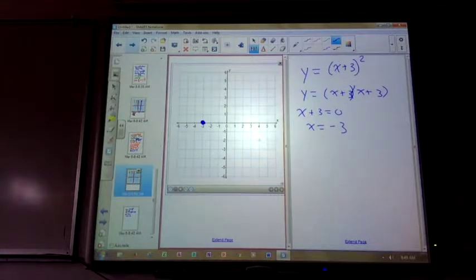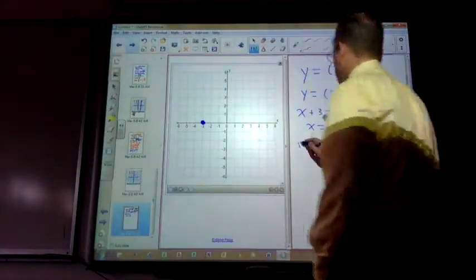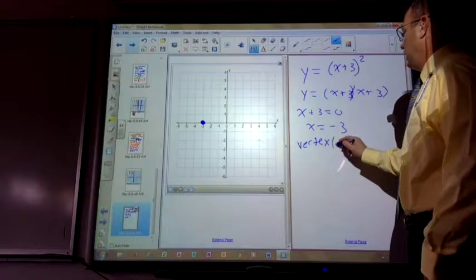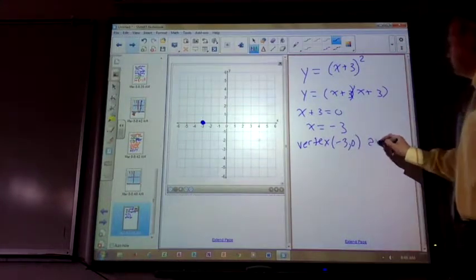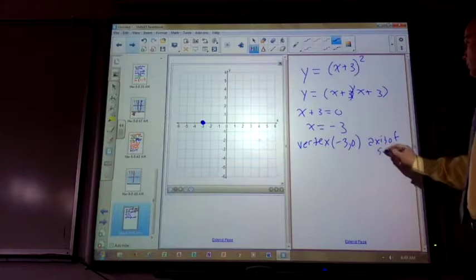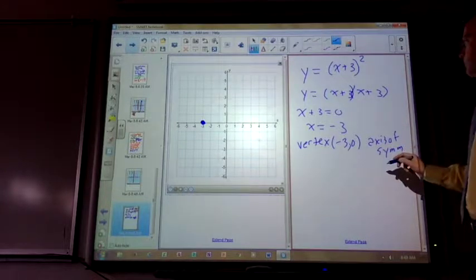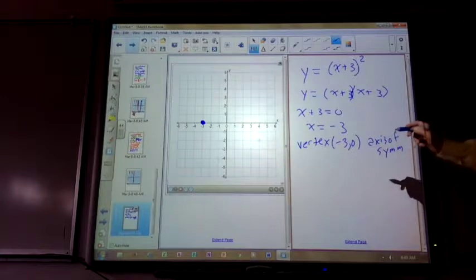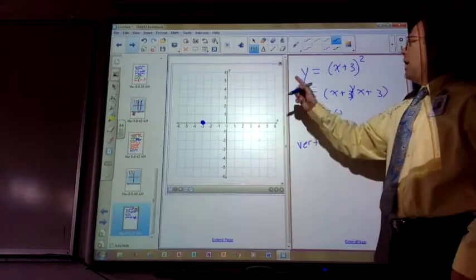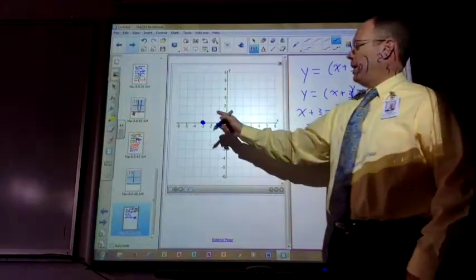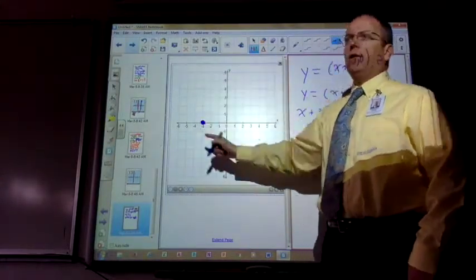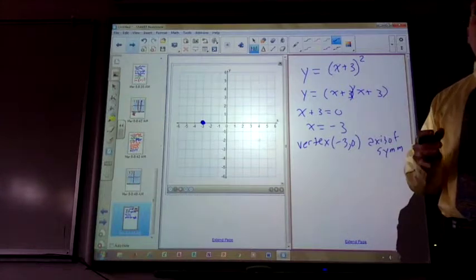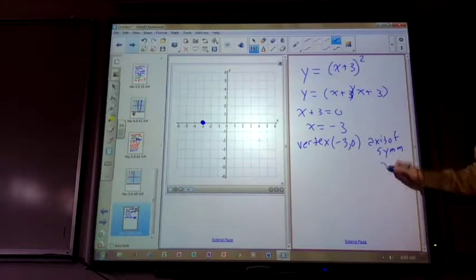What do you know about that negative 3 right there? What point is it? It's also our vertex. Vertex is negative 3, 0. Why is it the vertex when we need to solve the y? In this type of case, when it happens twice, it's going to come down and just bounce off the vertex because it was a double root, happened twice. Axis of symmetry is x equals negative 3.